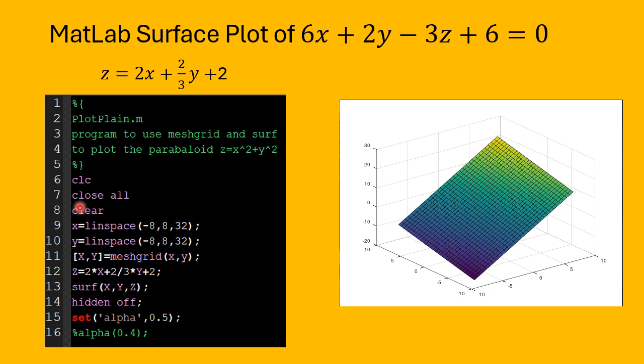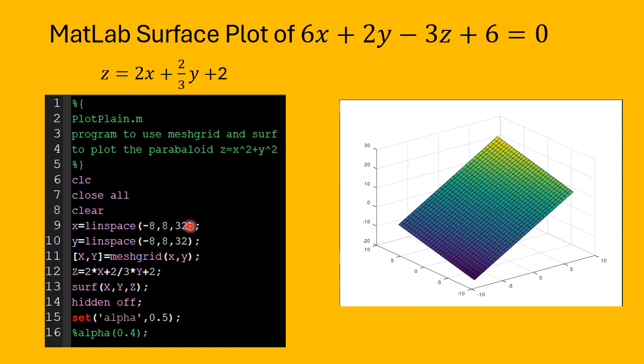and basically clear the workspace of variables and functions. I guess it really clears the symbol table that refers to those. So this is just a little bit of housekeeping to get rid of some stuff that might be left over from running other programs. We'll define x to be the following list. It'll go from x equals minus 8 to x equals 8, 32 evenly spaced values.